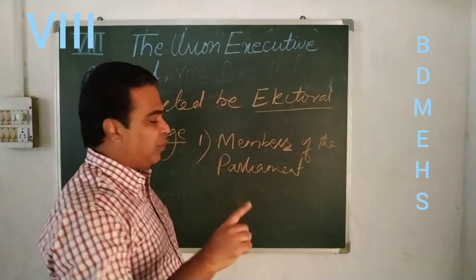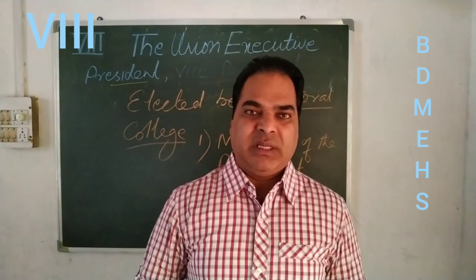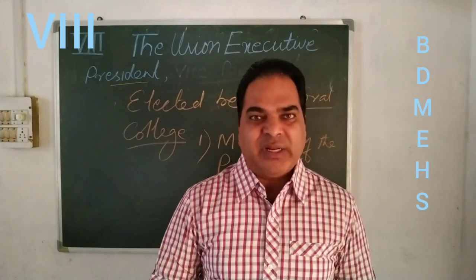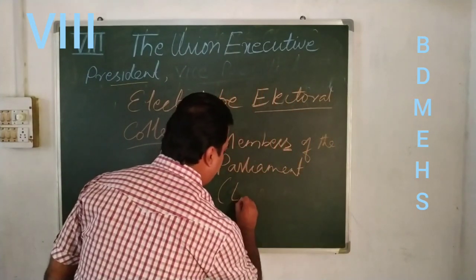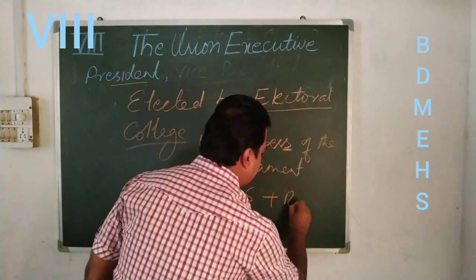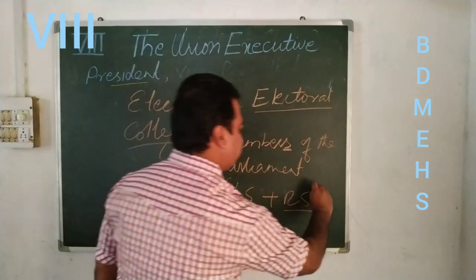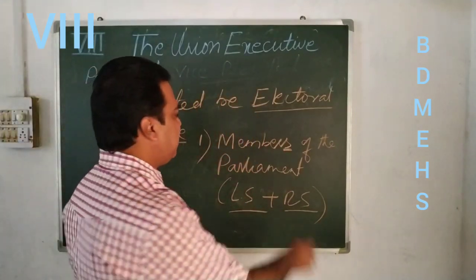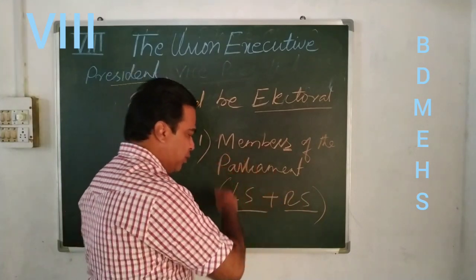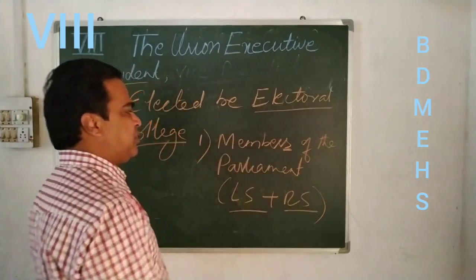So when I say members of the parliament, it means the members of both the houses, members of Lok Sabha as well as members of Rajya Sabha. So in bracket, let me write LS plus RS, Lok Sabha and Rajya Sabha members. In simple terms, members of the parliament means the members of Lok Sabha and the members of Rajya Sabha, both of whom elect the president of our country.